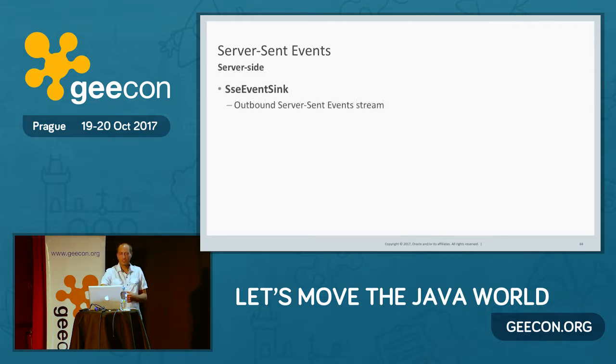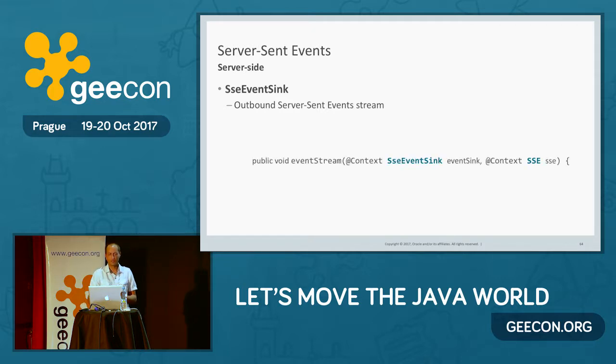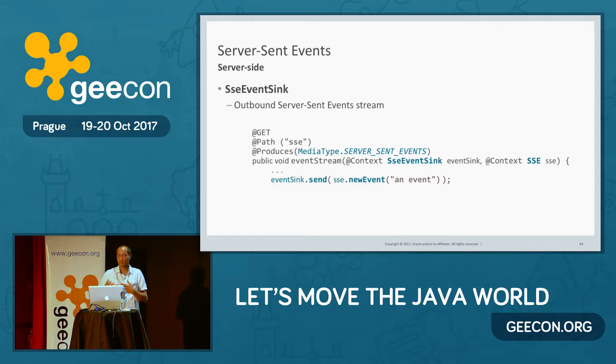On the server side, the key API is SseEventSink. Basically, it's a context parameter passed to an endpoint method. So if we want to send some event from the server to a client, we just send it to the sink. Maybe another event, and don't forget to close it.